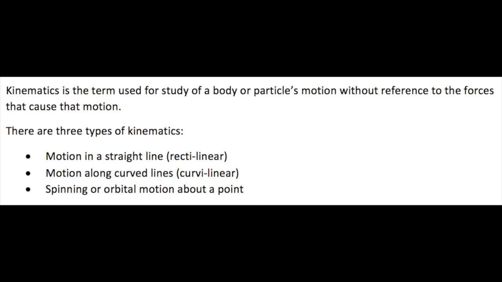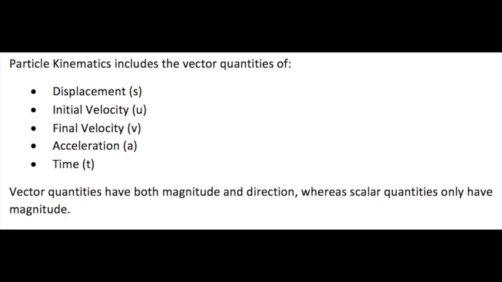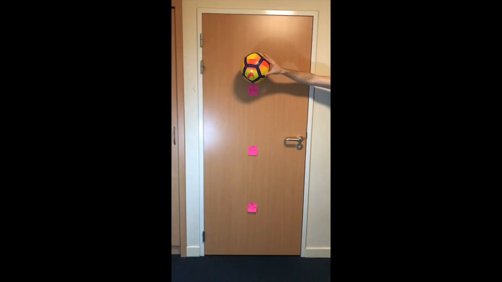There are three types of kinematics: motion in a straight line, motion along curved lines, and spinning or orbital motion about a point. During the duration of this video, we will be explaining motion in a straight line in large detail. Particle kinematics includes the vector quantities of displacement, initial velocity, final velocity, acceleration, and time. Vector quantities have both magnitude and direction, whereas scalar quantities only have magnitude.